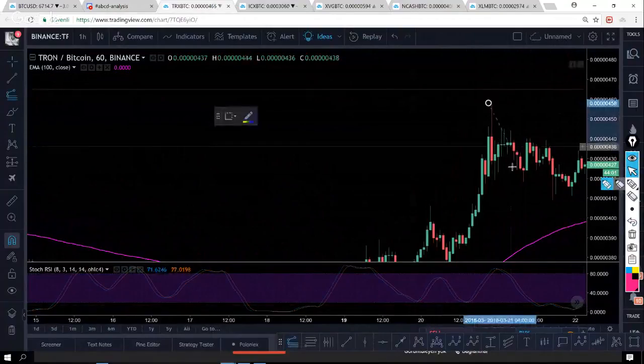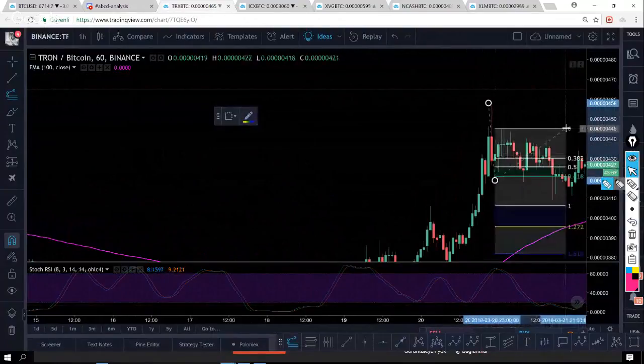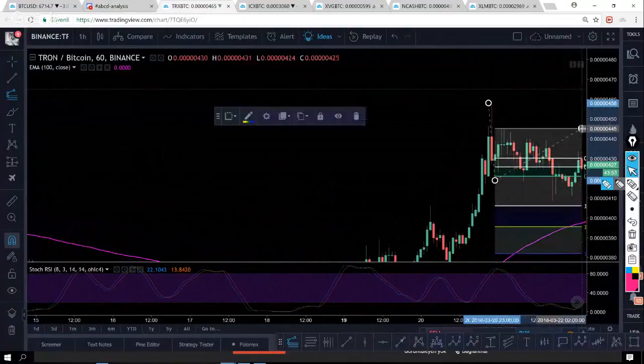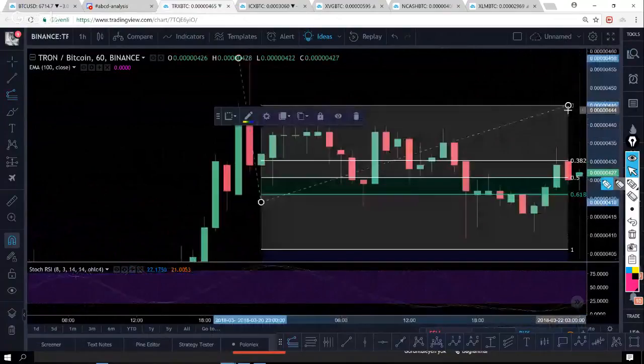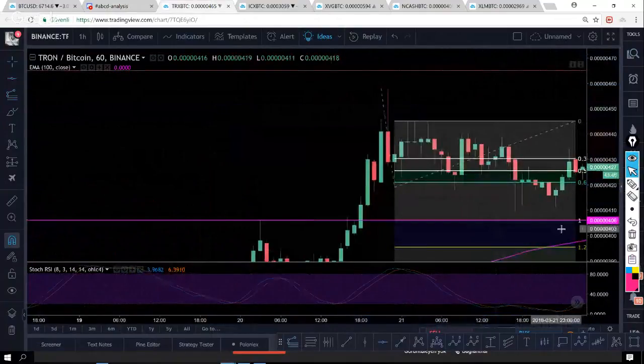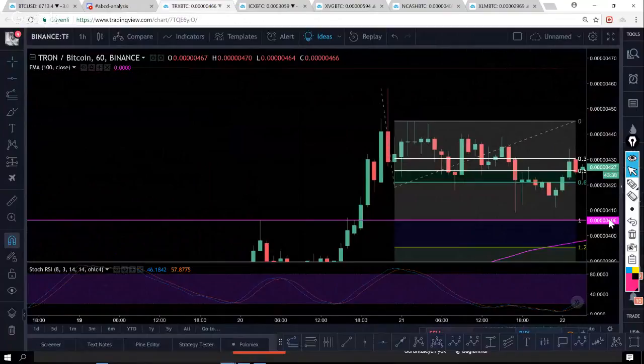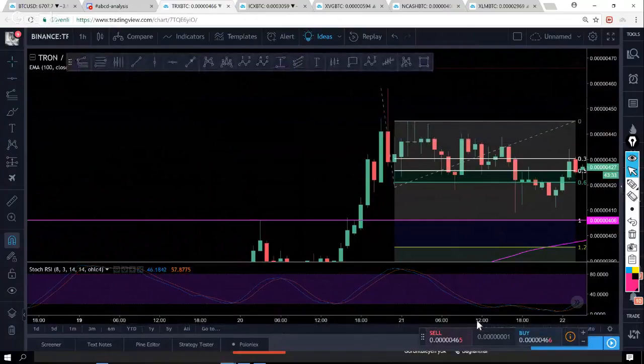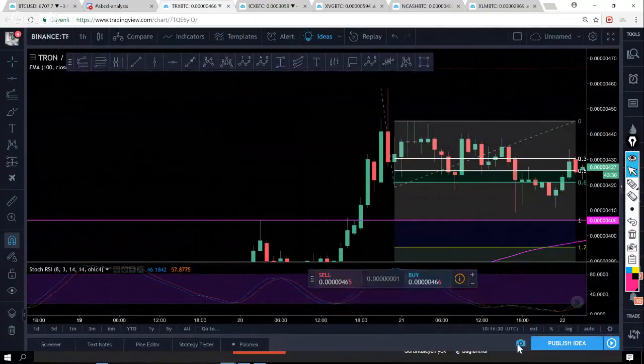A to B deep and C to top. Yes, you can share this like this. Hey guys, check Tron ABCD pattern maybe completed at 406. And share this like this.